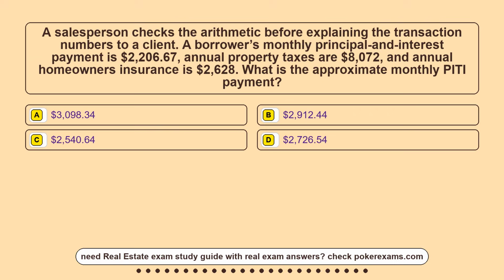Question 1. A salesperson checks the arithmetic before explaining the transaction numbers to a client. A borrower's monthly principal and interest payment is $2,206.67, annual property taxes are $8,072, and annual homeowner's insurance is $2,628. What is the approximate monthly PITI payment?